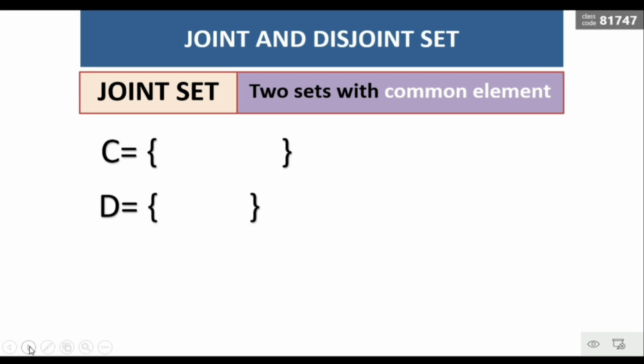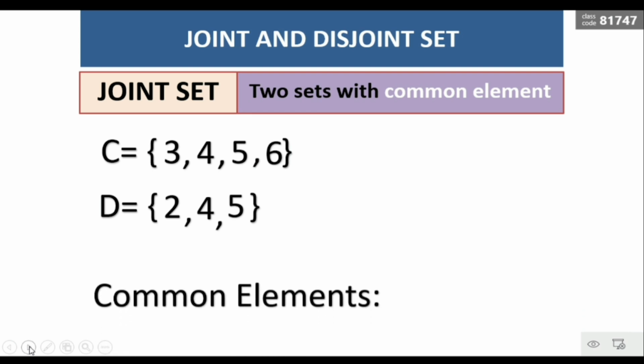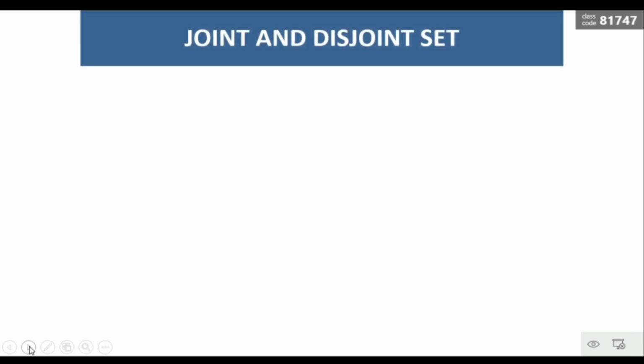Suppose we have set C and set D. For set C, we have 3, 4, 5, and 6. For set D, we have 2, 4, and 5. Now, what are the common elements found in these two sets? That's correct. We have the elements 4 and 5. So these are the common elements found in set C and D. Now let's talk about disjoint set.